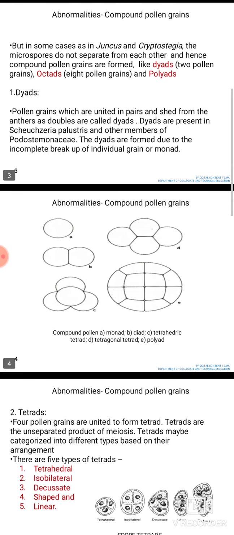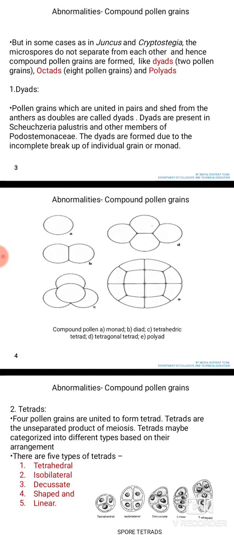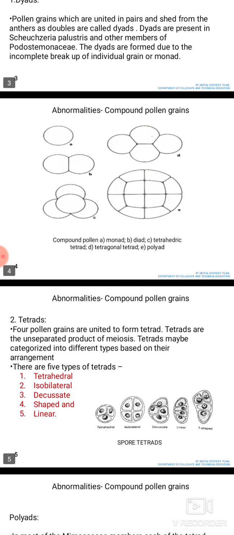Coming to dyads. The pollen grains, which are united in pairs and shed from the anther as doubles, are called dyads. And these are present in the members of Podostemonaceae. The dyads are formed due to incomplete breakup of individual grains or the monads.